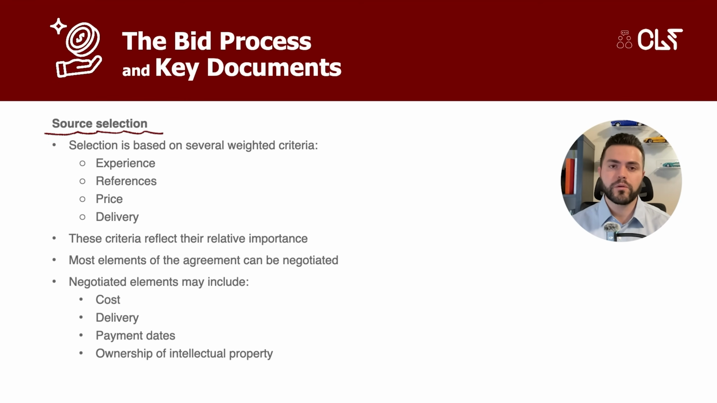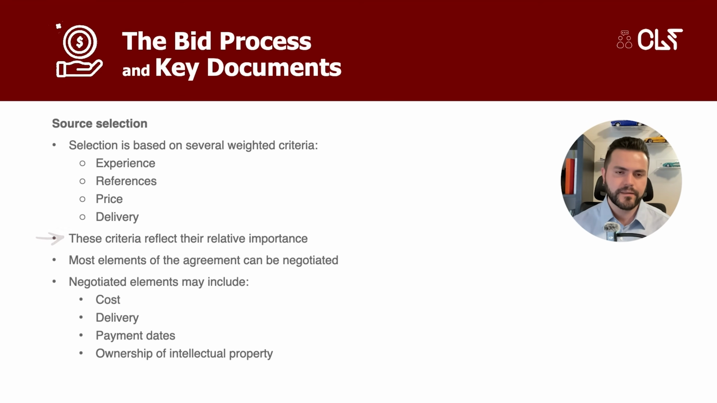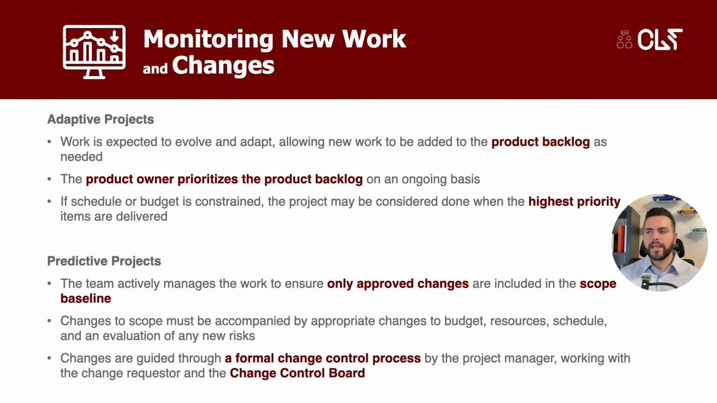And that brings us to source selection. The process of source selection is based on several weighted criteria. These might include the vendor's experience, references, price, and delivery capabilities. These criteria must clearly reflect their relative importance to the project. It's important to note that most elements of the final agreement can be negotiated, including cost, delivery, payment dates, and ownership of intellectual property.